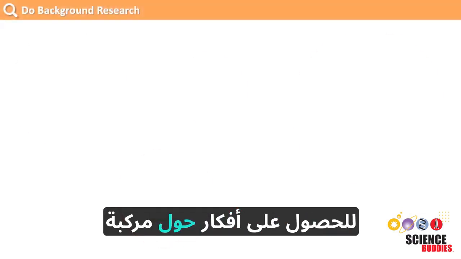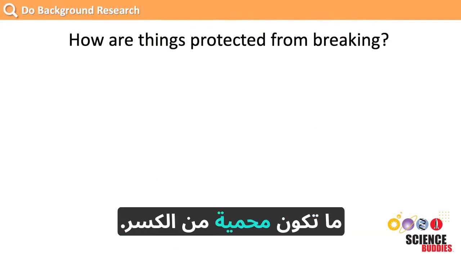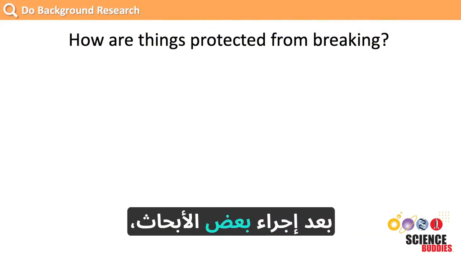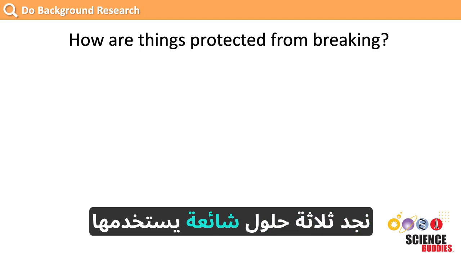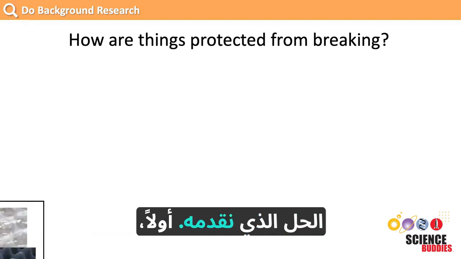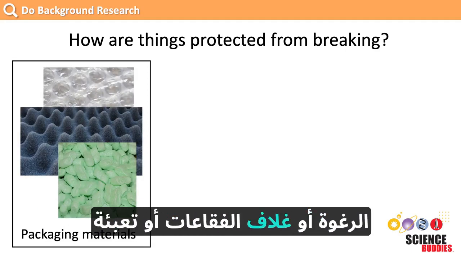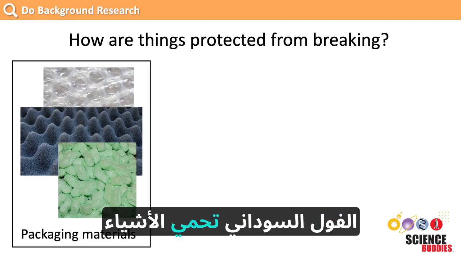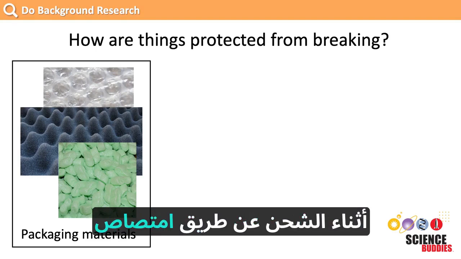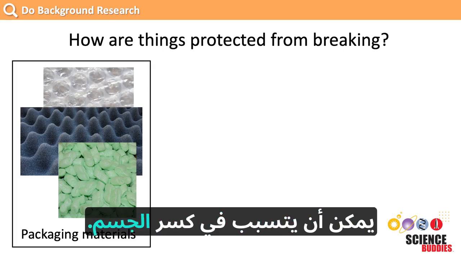To get ideas for our egg drop lander, let's find out how things are usually protected from breaking. After doing some research, we find 3 common solutions used by others that may be helpful in designing our solution. First, we find that packaging materials like foam, bubble wrap, or packing peanuts protect objects during shipment by absorbing energy from bumps and drops that could otherwise cause an object to break.